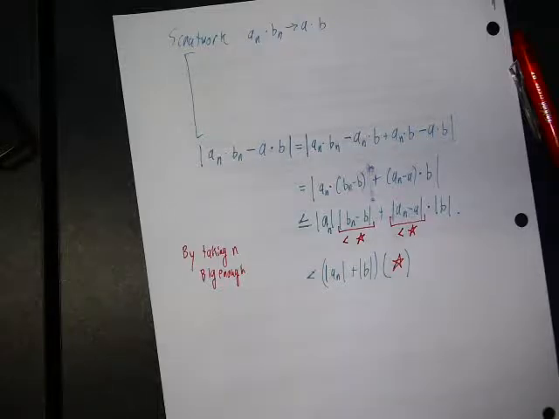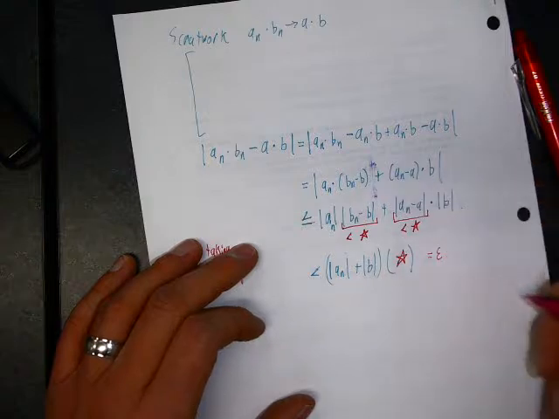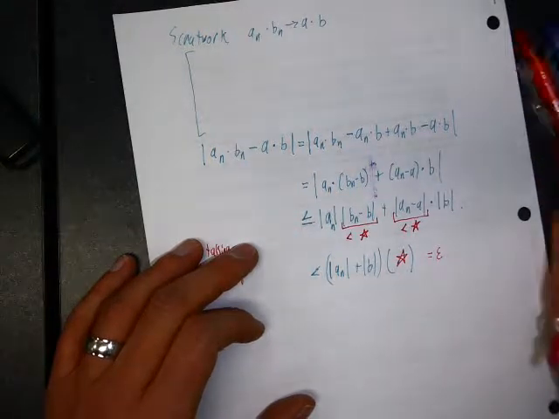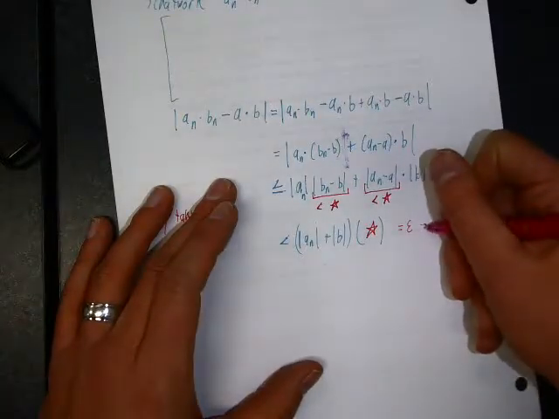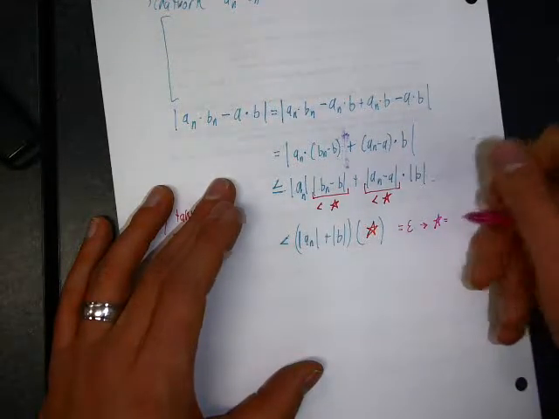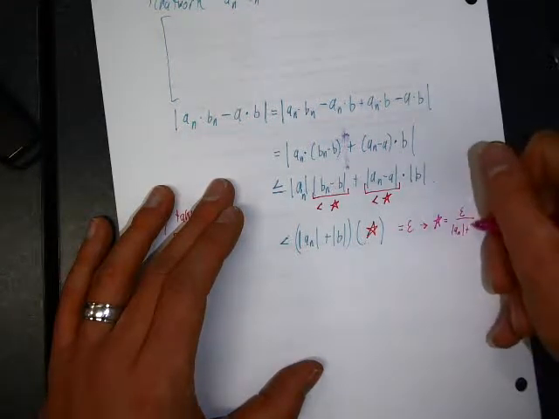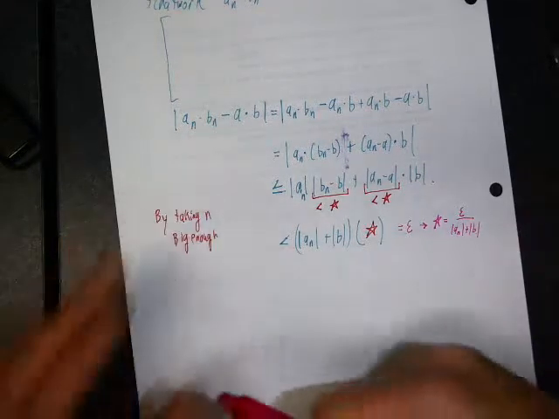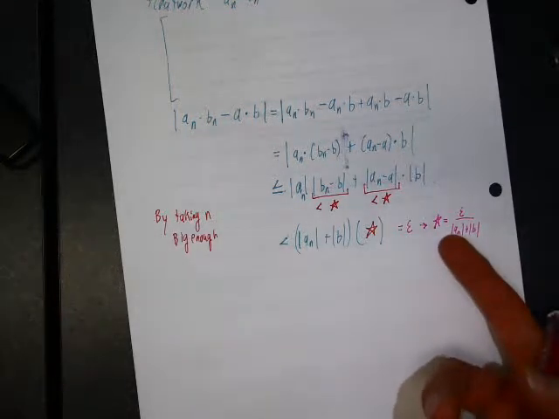Some of you might be thinking, well, the end game is to set this equal to epsilon. I'm going to do something that'll be a mistake. Set that equal to epsilon, and that'll tell us what star is. Okay, but there's a problem here.